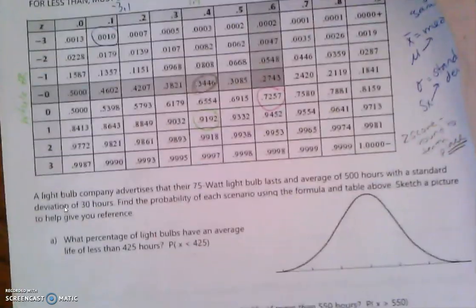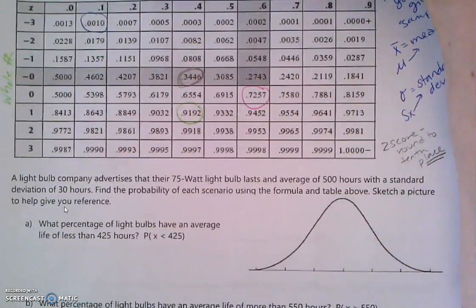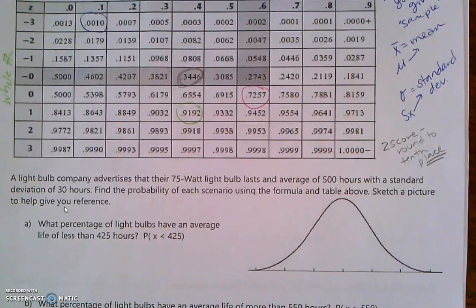Okay, this first problem says, let's get this all nice and neat. A light bulb company advertises that their 75-watt light bulb lasts an average of 500 hours with a standard deviation of 30 hours. Find the probability of each scenario using the formula and table above. Sketch a picture to help give you a reference.